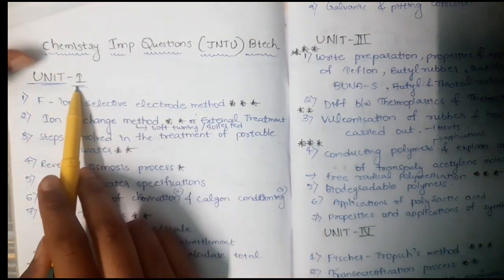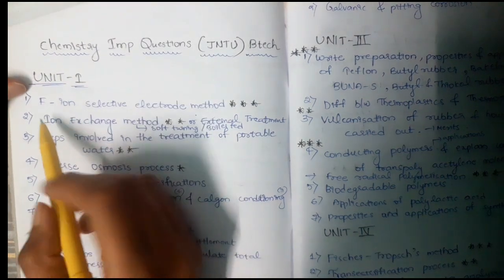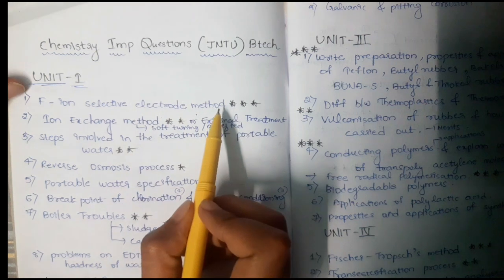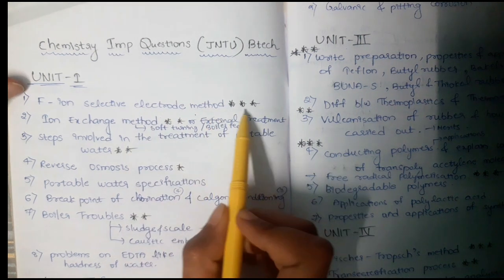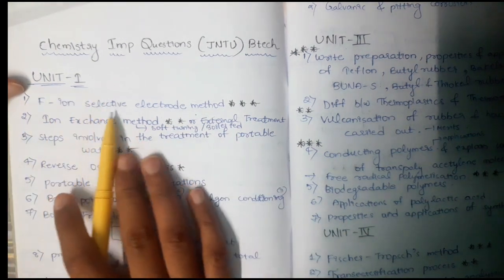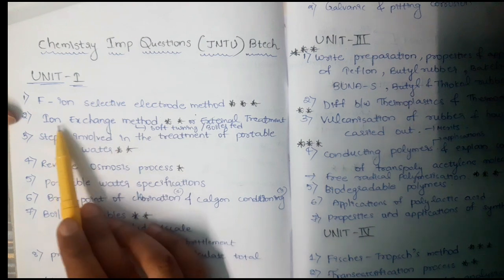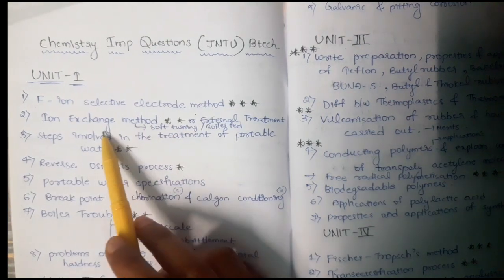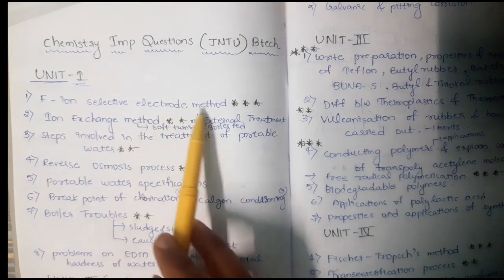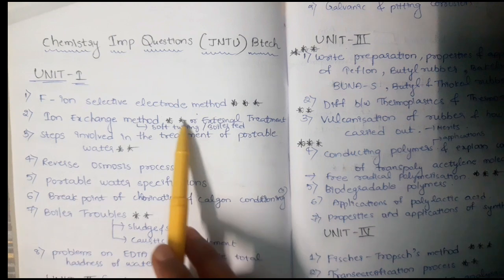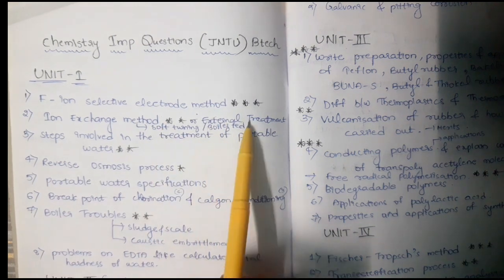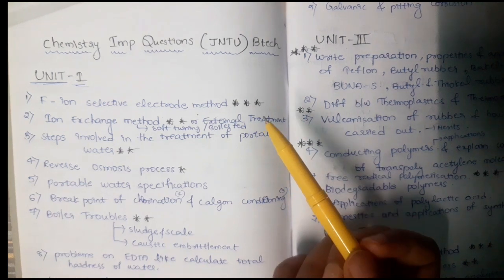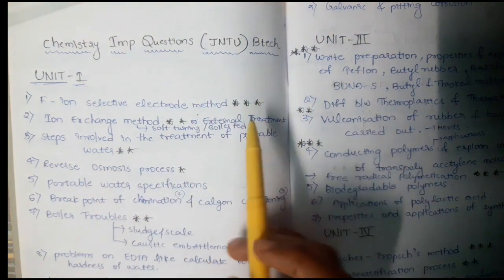From unit 1, the important questions are the fluoride ion selective electrode method. This is the most repeated question, the most expected question. Next, the ion exchange method. This is also an important question. Sometimes they will not say ion exchange method; they can also say external treatment, or softening treatment, or boiler feed treatment. So you can identify which type of question they are asking. They can confuse you, but you shouldn't get confused.